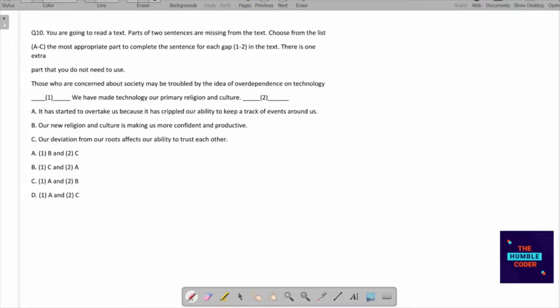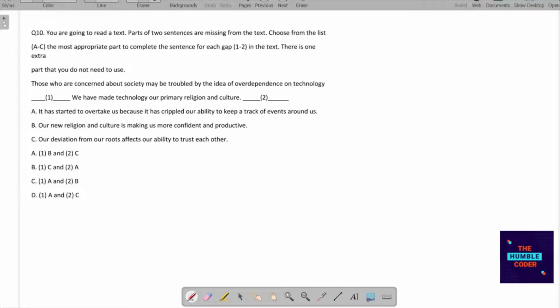You are going to read a text. Parts of two sentences are missing from the text. Choose from the list A to C the most appropriate part to complete the sentence for each gap 1, 2 in the text. There is one extra part that you do not need to use. Those who are concerned about society may be troubled by the idea of over dependence on technology. Dash. We have made technology our primary religion and culture. Dash. So let's try to read the options first.